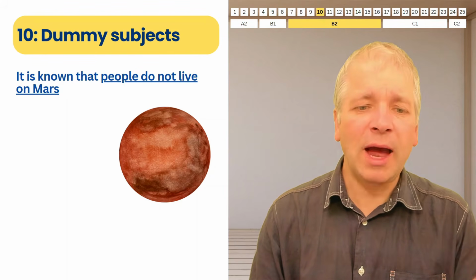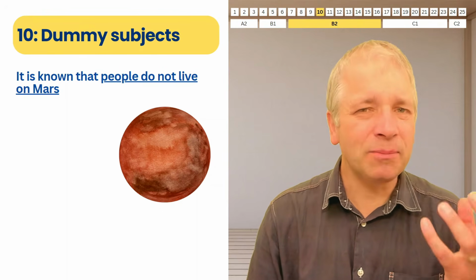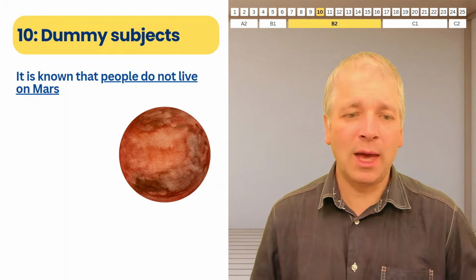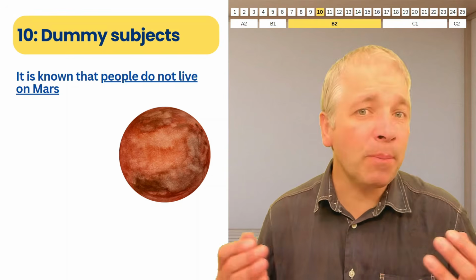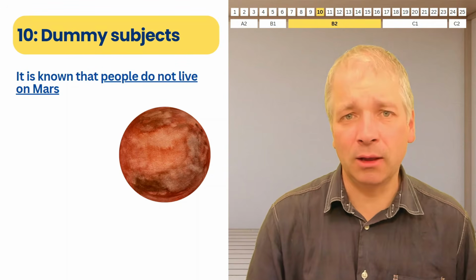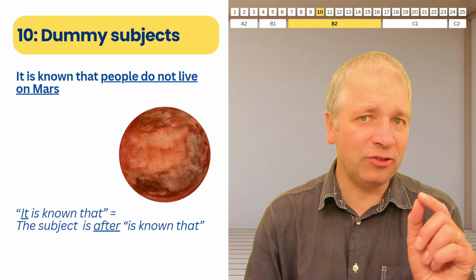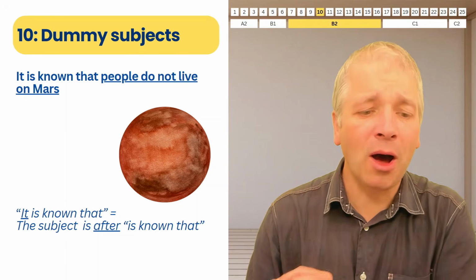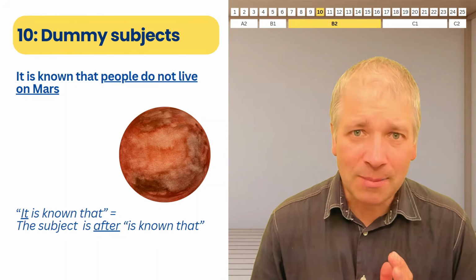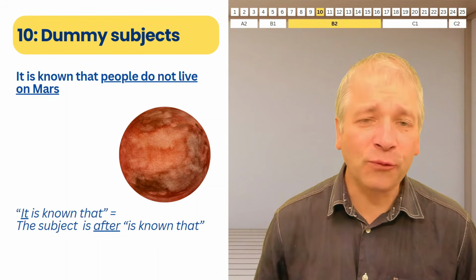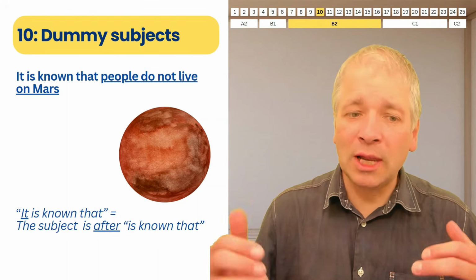Look at the structure at the beginning of the sentence. It is known that. What does it mean here? We've got the passive form. We have to be, is, and known, which is the past participle of know. So it's a passive form with it at the beginning. What's happening here is that it points to the information that's underlined: people do not live on Mars. So it is known that, well, it, the subject, really means the information after is known that. It means people do not live on Mars.